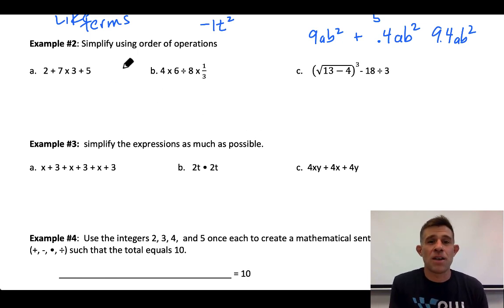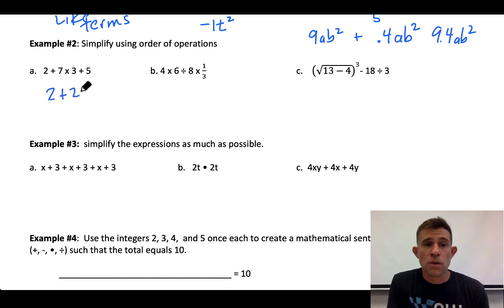and simplify these expressions. So here as I look across, I see I have 2 plus 7 times 3 plus 5. Now order of operations would tell me that I need to first do my multiplication and division before I do my addition and subtraction. So I'm going to rewrite this as 2 plus 21 plus 5. Now when I add, I can add left to right. That gives me 23 and 5, which is 28.